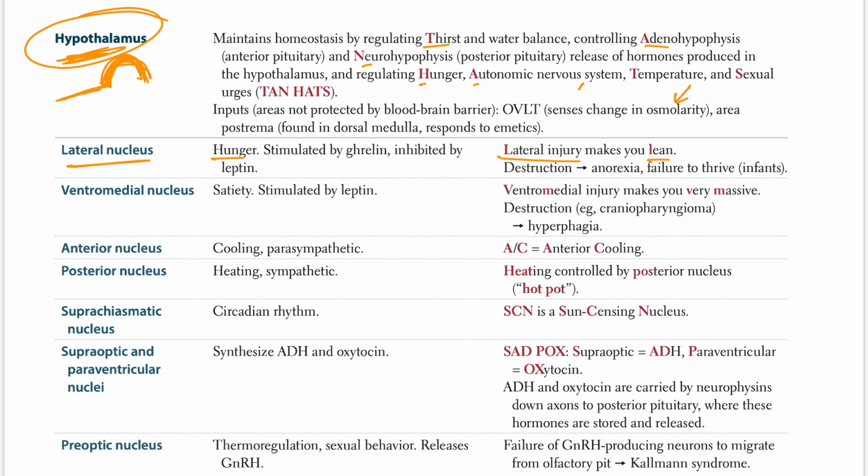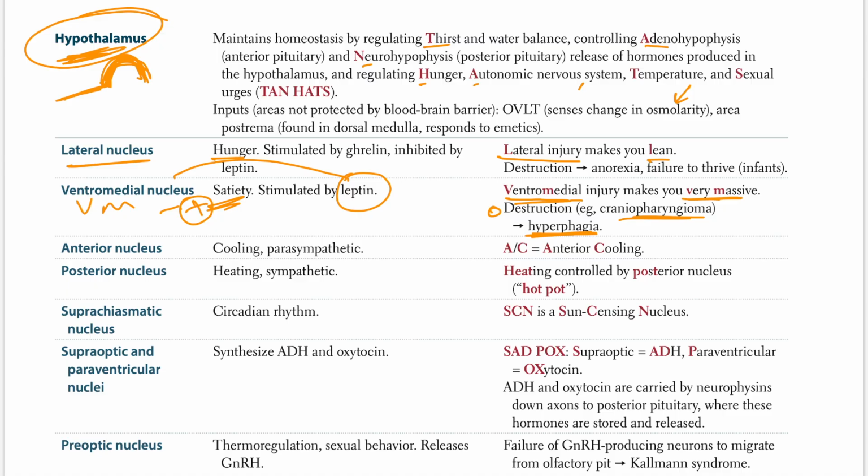Now the VM, ventromedial nucleus, is satiety. It stimulates satiety, which is stimulated by leptin. Leptin acts on this VM nucleus, stimulates satiety: hey, stop eating. Now, if you have injury to the ventromedial nucleus, it's going to be very massive. Destruction, for example, occurs in craniopharyngiomas. It leads to hyperphagia. Eat and eat and eat. Hyperphagia.